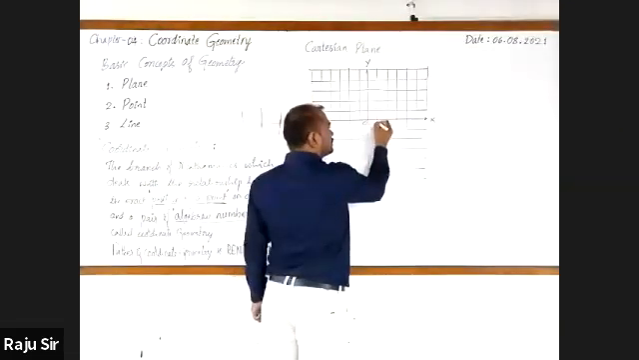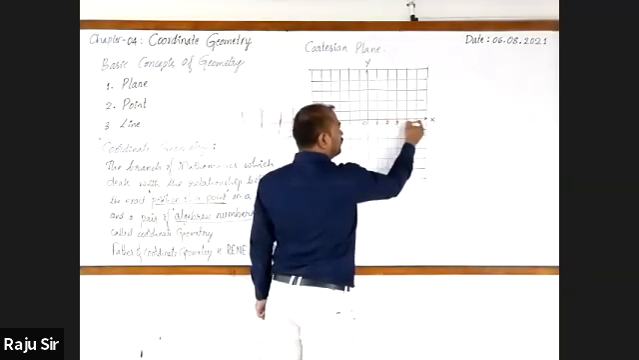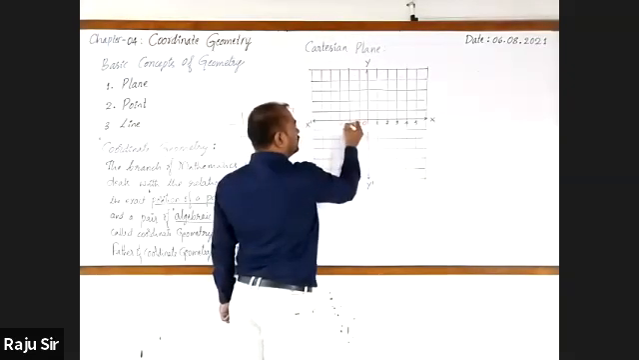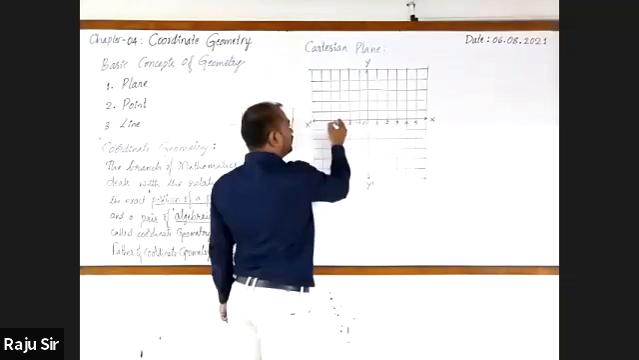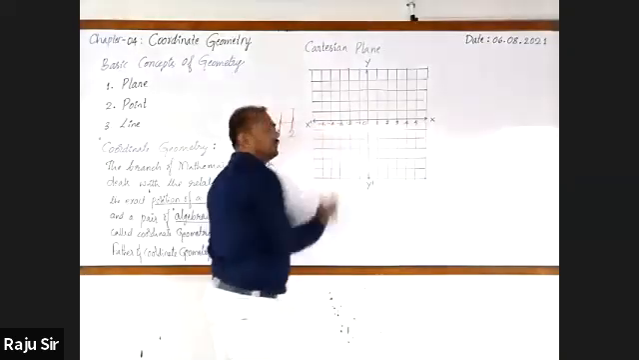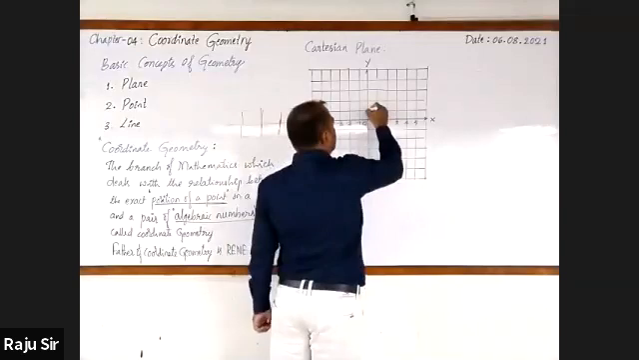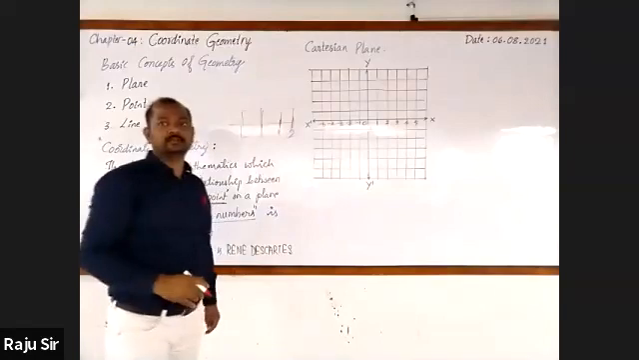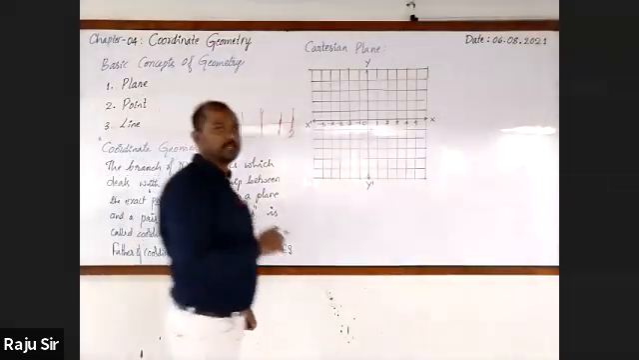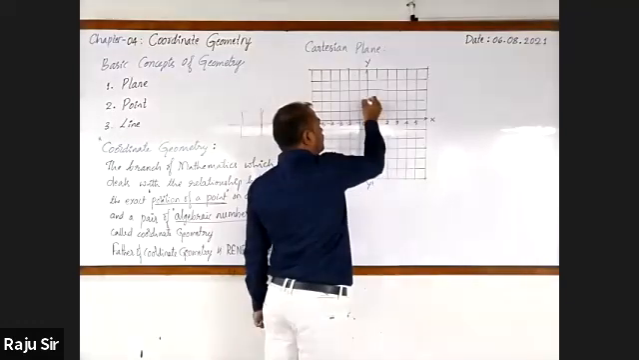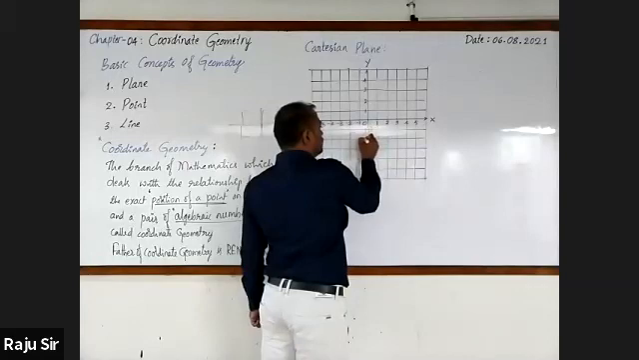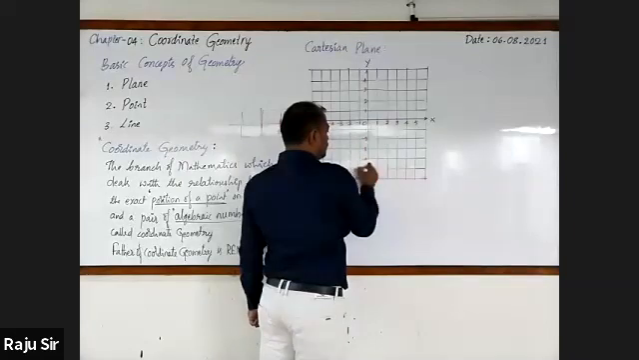And the numbers should also be small. 1, 2, 3, 4, 5. The left side of 0 is negative: -1, -2, -3, -4, -5. Above 0 is positive. Should we write the numbers on the right side or left side? Left side. Here 1, 2, 3, 4, and here also -1, -2, -3, -4 and -5.